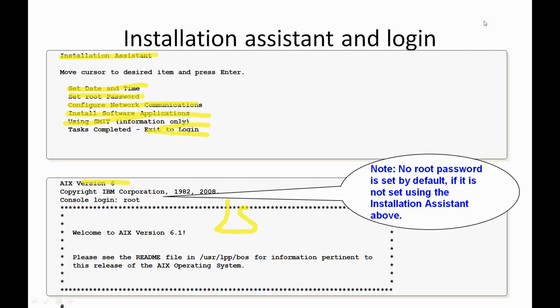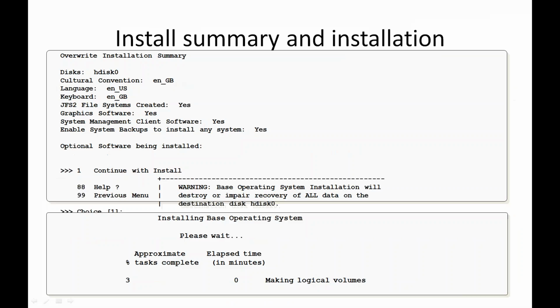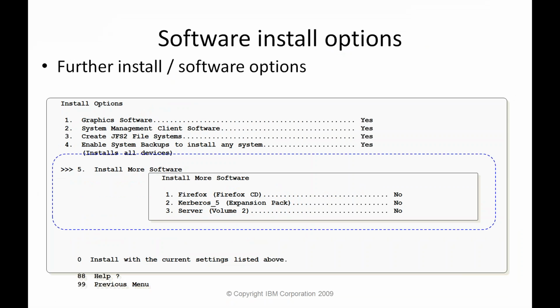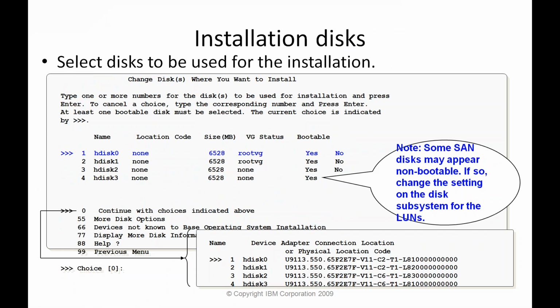What is SMIT here? SMIT is called System Management Interface Tool. It is a menu-driven command that helps us in performing all the management tasks. We will discuss SMIT in tomorrow's session. You have to perform all these things after the installation is done and it gets rebooted. Software license agreements and software maintenance agreements, you need to accept everything here. Once you accept this, only then will things go on.